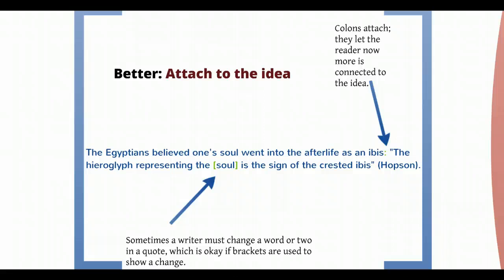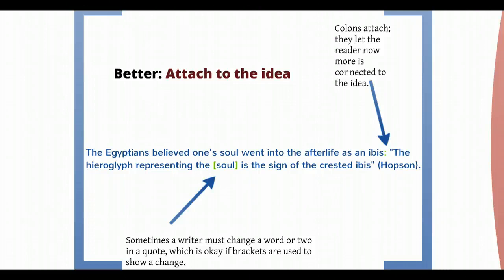Okay, so anytime you have a complete sentence and you want to attach a quote to it, use a colon. If it's not a complete sentence, then it's the introductory element and there should be a comma. So only use a colon with a complete sentence. Notice I have better here. This is a better way to effectively introduce your quotes.